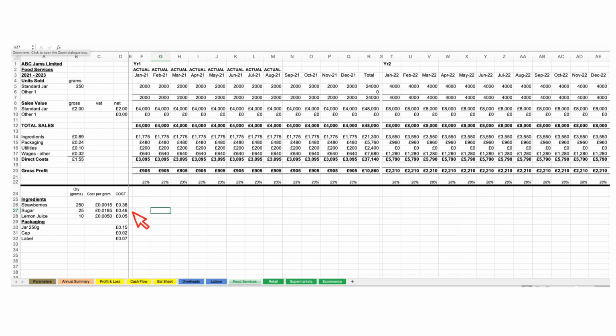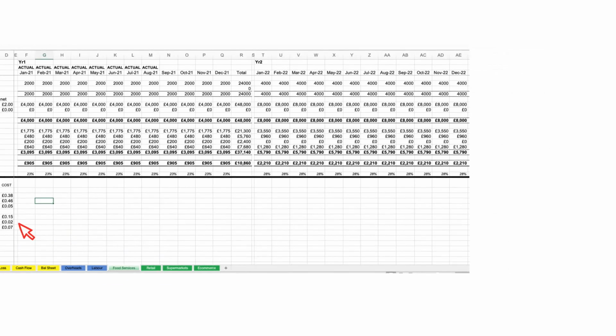For example, what would happen if the cost of strawberries doubled? Similarly, if we wanted to change the recipe and use less sugar, or perhaps adding in another ingredient. We can also see the packaging costs here, and again we can do more what-if scenarios, and the same for labour and utilities.